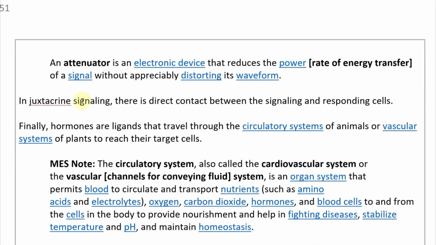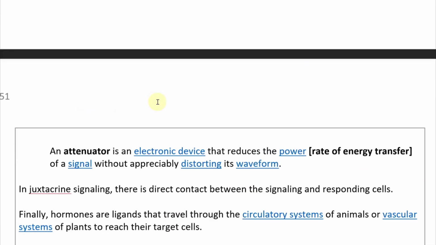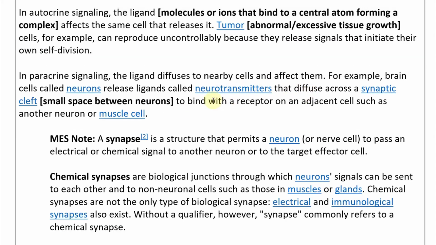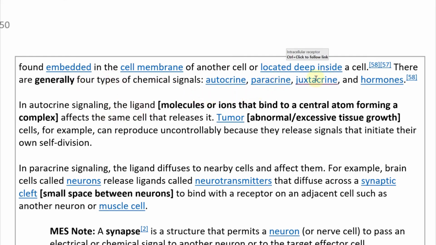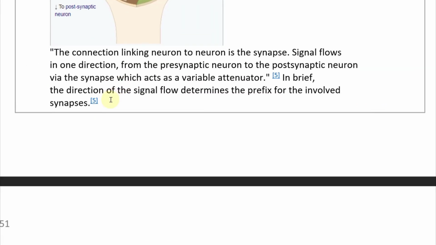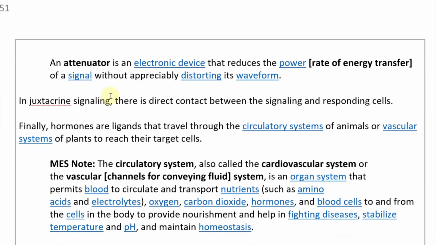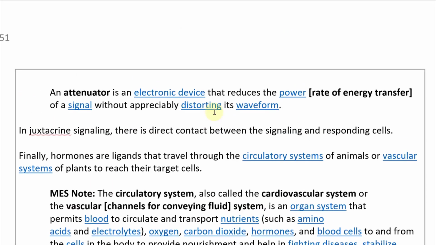All right. So the next one is juxtacrine signaling, and remember there were 4 types here. Scroll up here. So there are generally 4 types, probably some special cases elsewhere. Generally 4 types of chemical signals: autocrine, paracrine, juxtacrine, and hormone. So now let's look at juxtacrine. In juxtacrine signaling, there is direct contact between the signaling and responding cells. And that's pretty much all you need to know in this case.